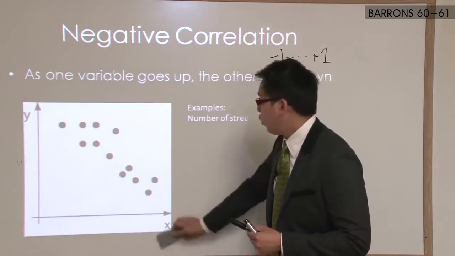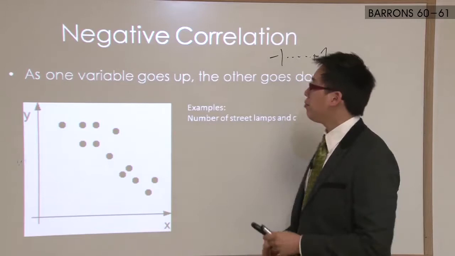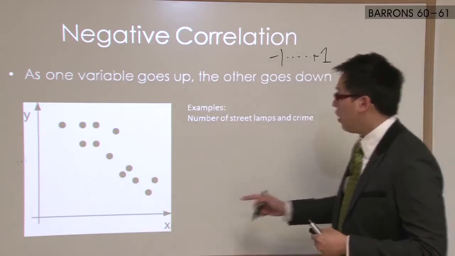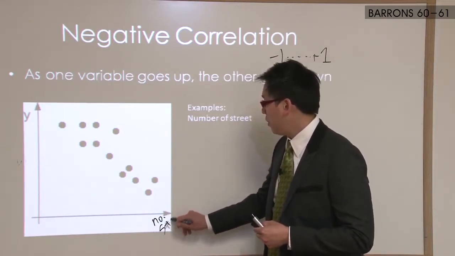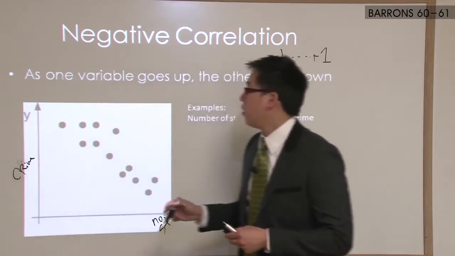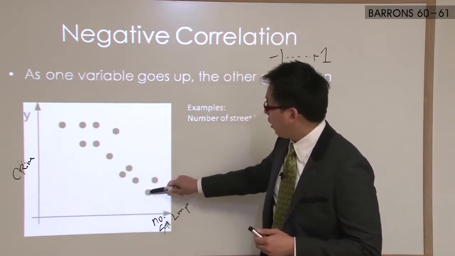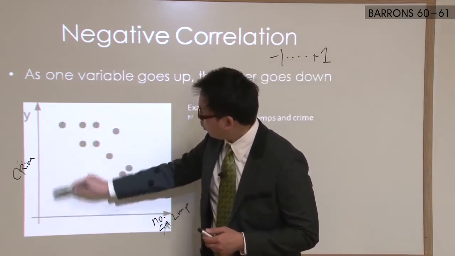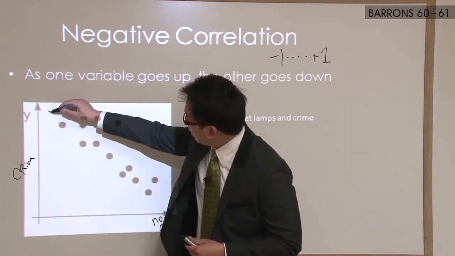In this case, as one variable goes up, the other goes down. They have an opposite relationship. The example here I have is the number of street lamps and crime. So if you plot the number of street lamps on this axis, and the other one is crime, you can plot the number of assaults and such. You'll find that in this street there's a lot of street lamps and very low crime. This street here has very few street lamps but a lot of crime. There's a negative correlation. And you could see that it goes down that way.